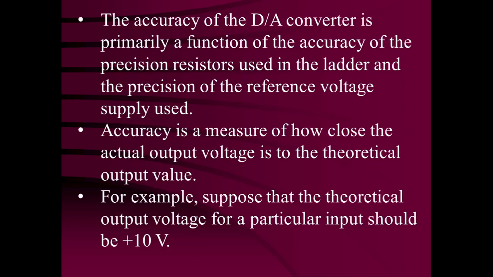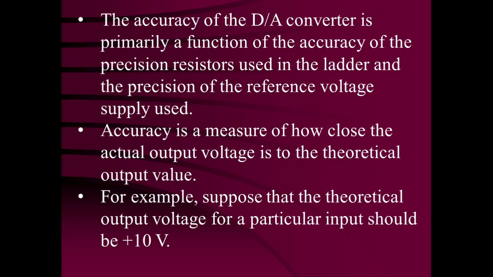The accuracy of the D to A converter is primarily a function of the accuracy of the precision resistances used in the ladder and the precision of the reference voltage supply used. So the accuracy of the D to A converter depends upon two factors: the accuracy of the values of the resistors used in a binary ladder network or resistive divider network.